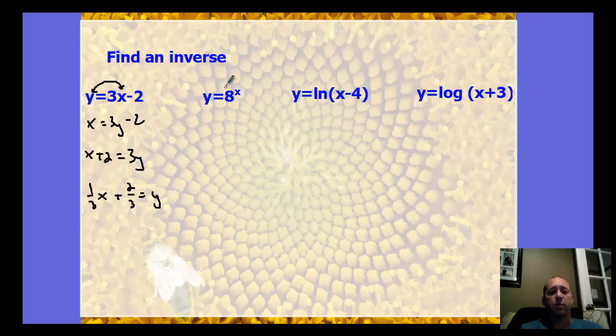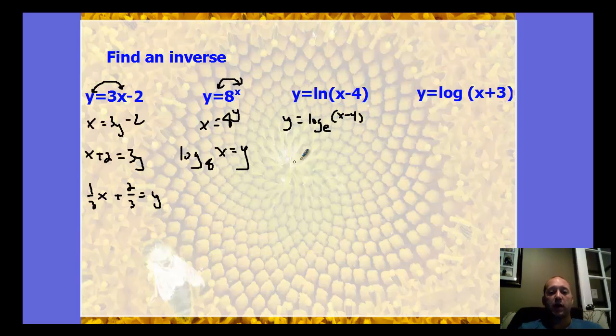We can do the same thing with exponents for here. We can switch our x and y. So x equals 8 to the y, and then put it in the log form. So log base 8 of x equals y. This is the natural log, so this is y equals log base e of x minus 4.